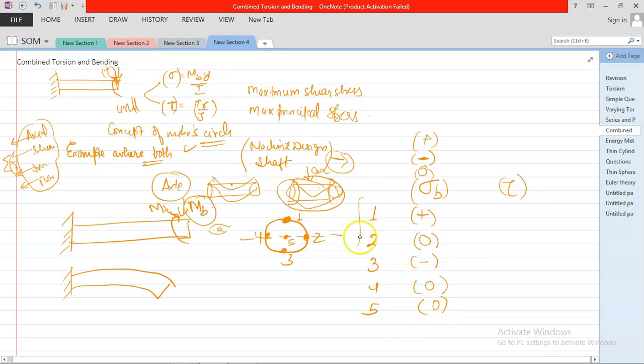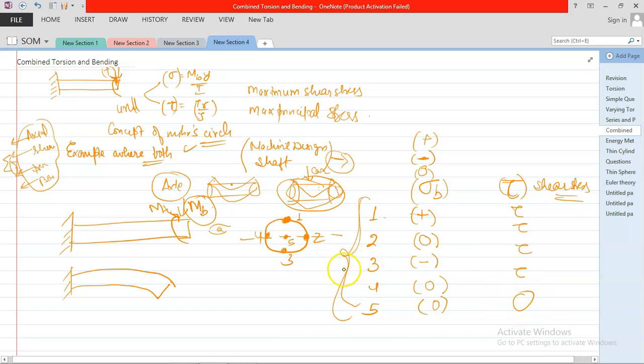How many of you get it? Please say. Any problem in this? Okay, no one has any problem because no one is speaking. Now shear stress. In shear stress, what is the value at point 1? Same tau. At point 2 also tau, point 3 also tau, point 4 also tau, and at point 5 it is 0.